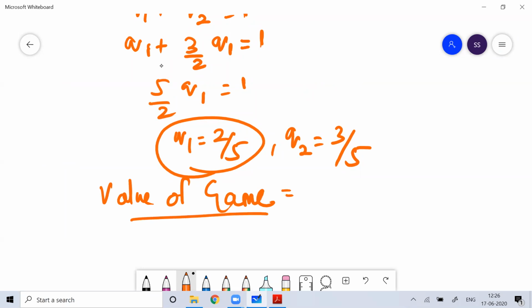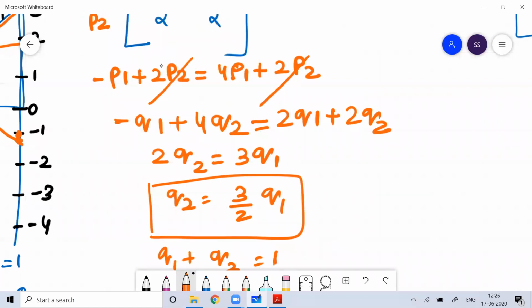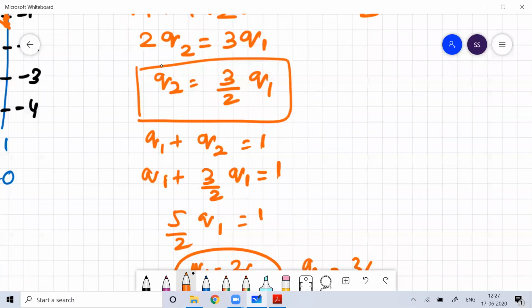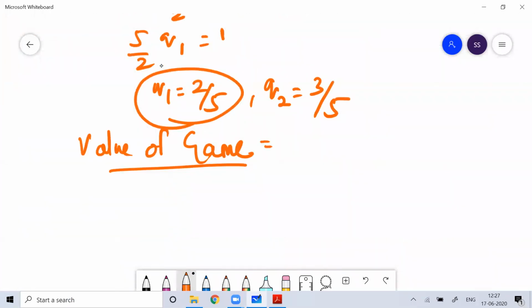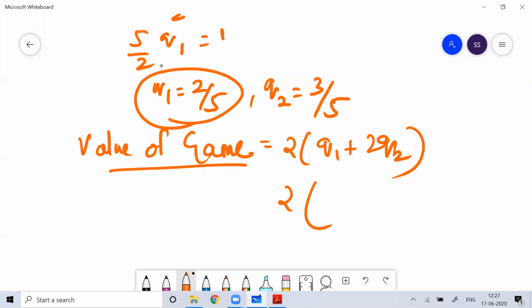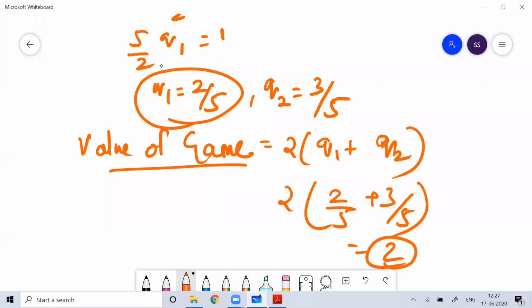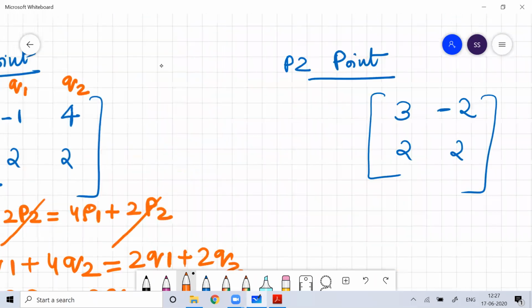The value of the game here would be 2Q1 plus 2Q2. So if I apply that, Q1 plus Q2, 2 by 5 plus 3 by 5, this is 2. This is your value of the game. And this is 2.